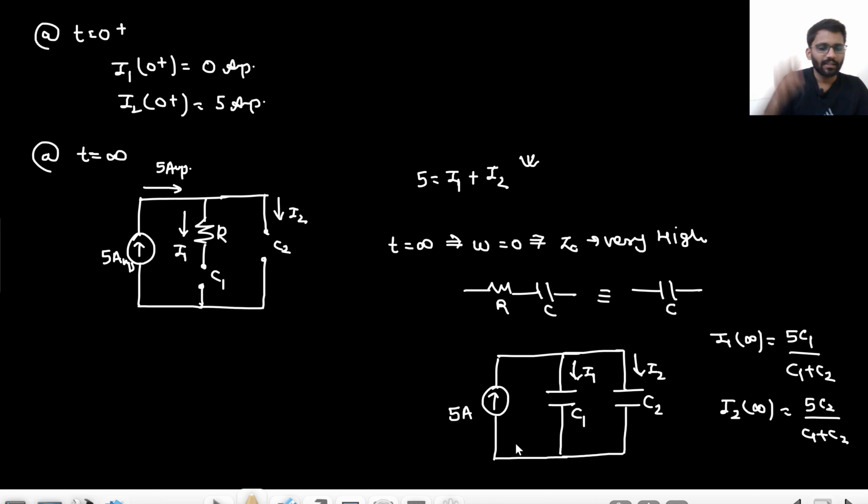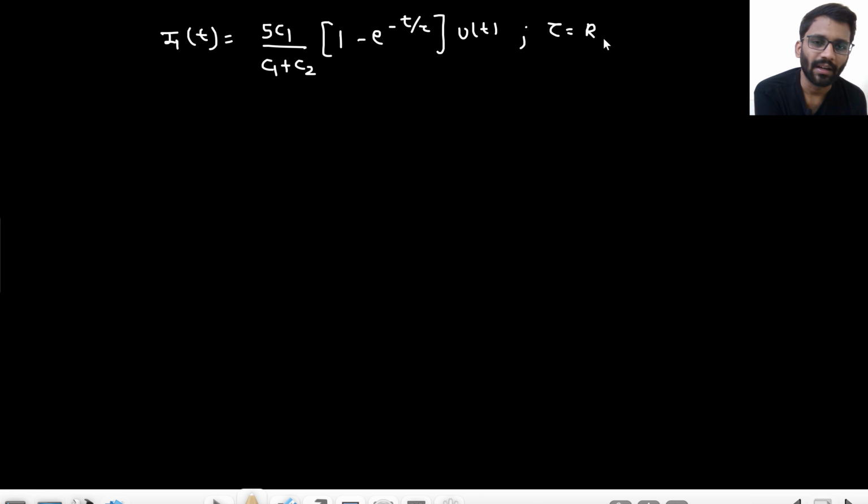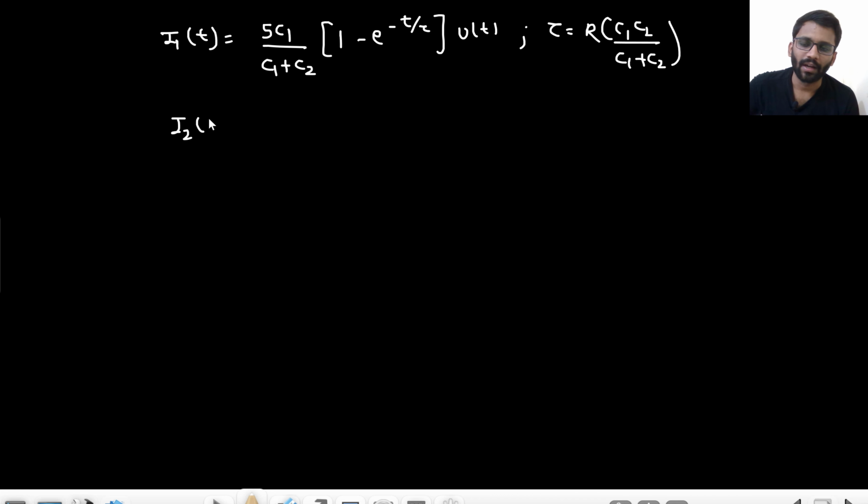So what about I1? It is rising from 0 to this value 5 C1 upon C1 plus C2. So if I am writing the expression of I1(t), it is rising from 0 to 5 C1 upon C1 plus C2 times 1 minus e to the power minus t upon tau, u(t), with the time constant being R C1 C2 upon C1 plus C2. Okay, well and good.